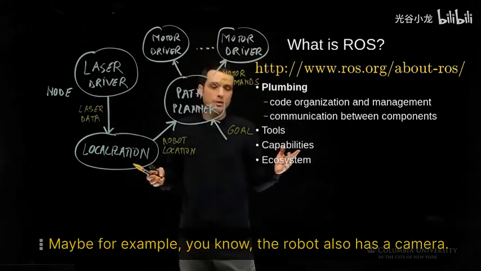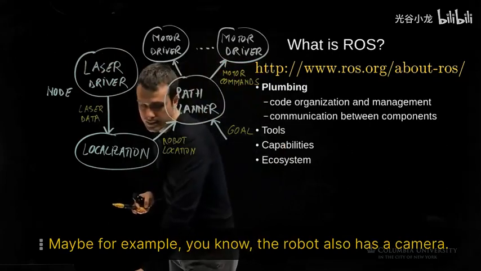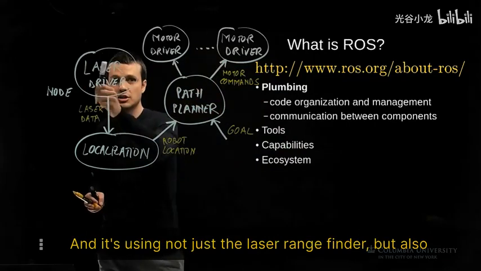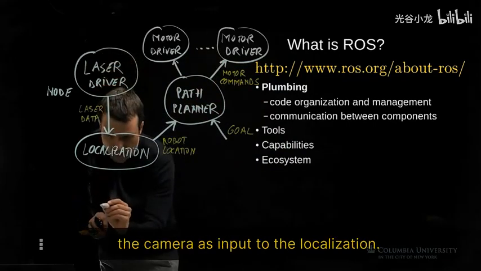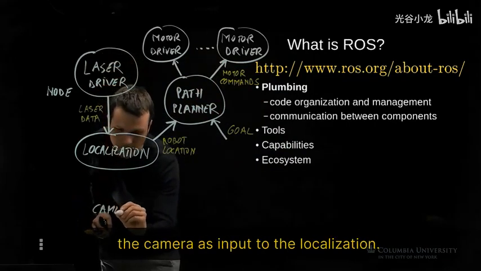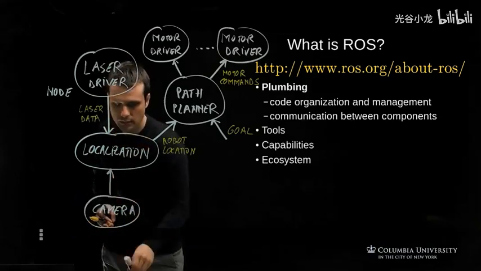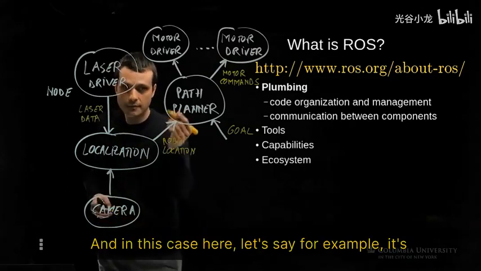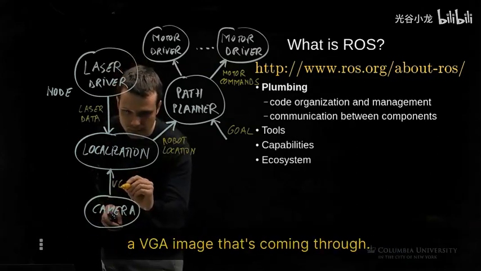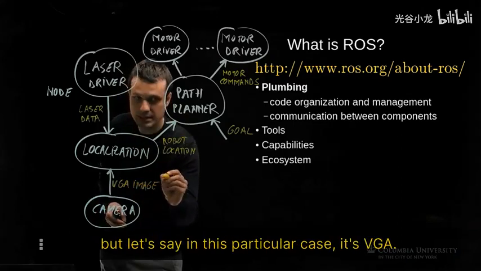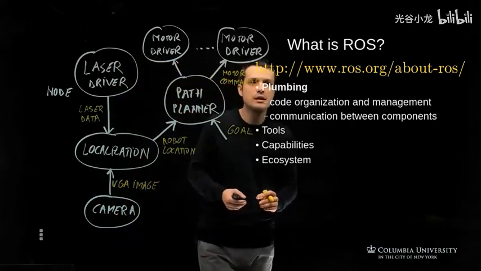Maybe, for example, the robot also has a camera, and it's using not just the laser rangefinder, but also the camera as input to the localization, right? And in this case, let's say, for example, it's a VGA image that's coming through. It could be a different resolution, but let's say in this particular case it's VGA, right?